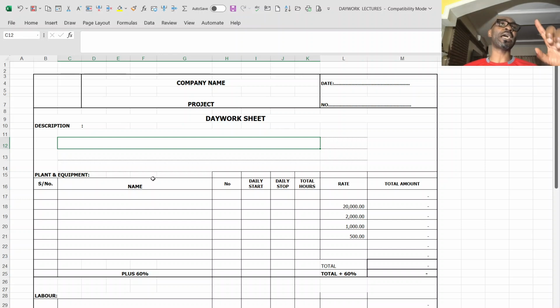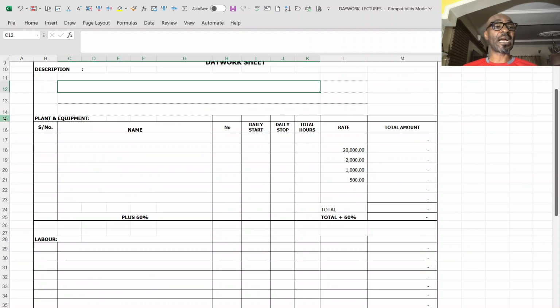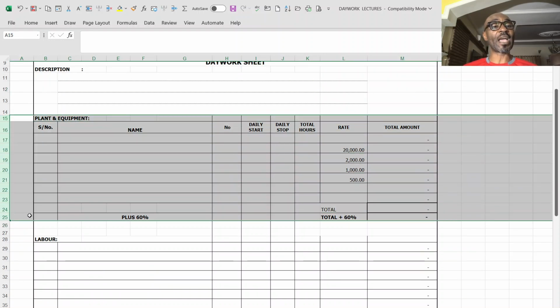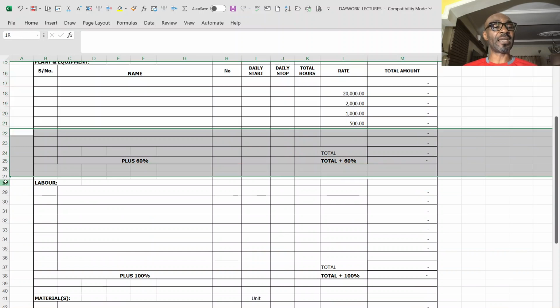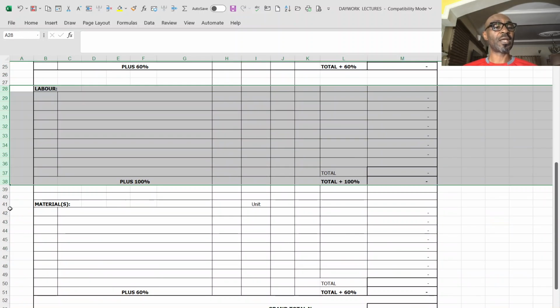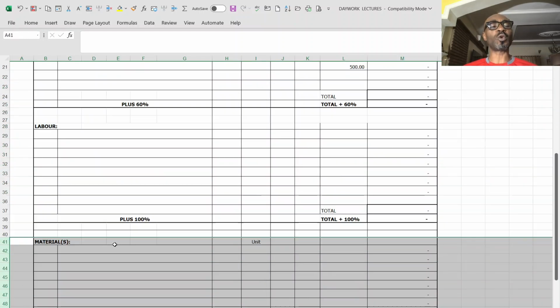Sometimes the labor is high, and equipment and materials are usually the same. So you are expected to keep this record separately so as to enable you apply the markup easily. And that is what I did. I have the location where I have my equipment, I have my labor location, I have my material location.